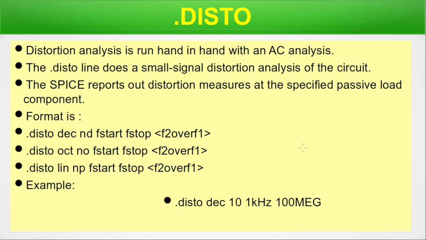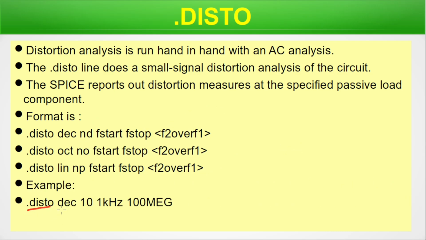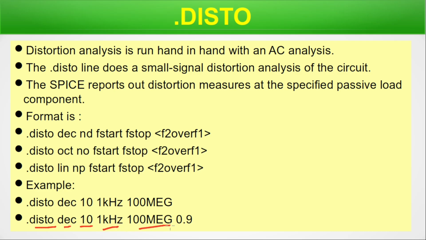Let us see some examples. Here we have the distortion and we have decade type of analysis. Number of points is 10. Starting frequency is 1 kilohertz and the ending frequency is 100 megahertz. In the next example we have .disto and then decade type of analysis, again 10 points and 1 kilohertz to 100 megahertz, and F2 over F1 has the value of 0.9. So these are two types of examples.